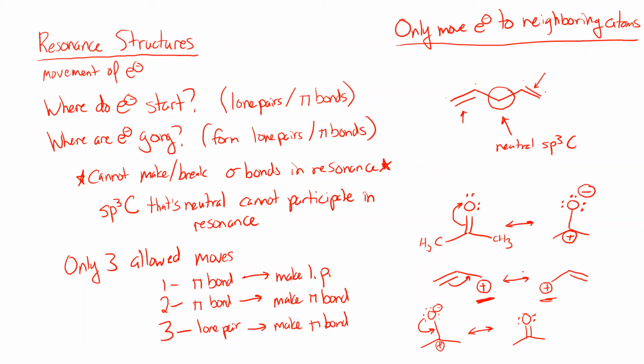I can't move this across a molecule. So if I had something like this, where the carbocation's way over here, I can't move these electrons to that carbocation. That's not going to be resonance, because again, notice what we have in between, right? We have these neutral sp3 carbons. And when we have neutral sp3 carbons, they cannot participate in the resonance. And so we can't move the electrons through those because that would involve breaking sigma bonds or making sigma bonds, and we can't do that in resonance, right? So we can only move to neighboring atoms.